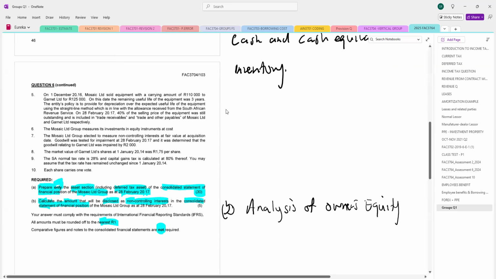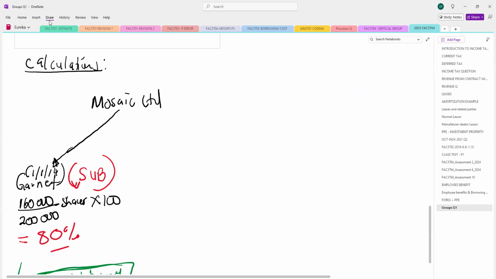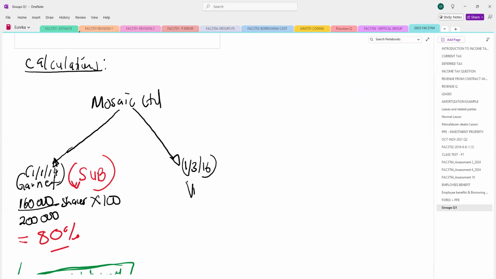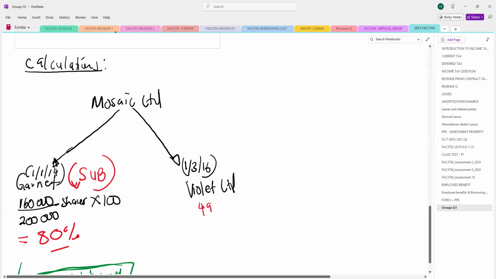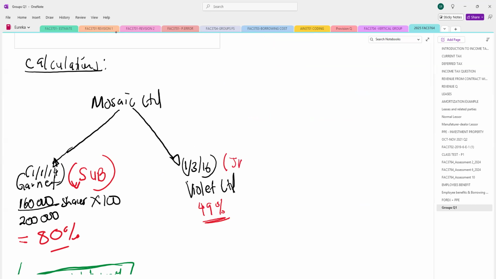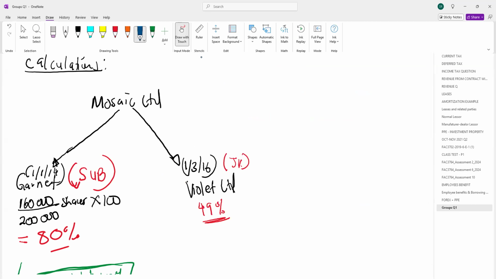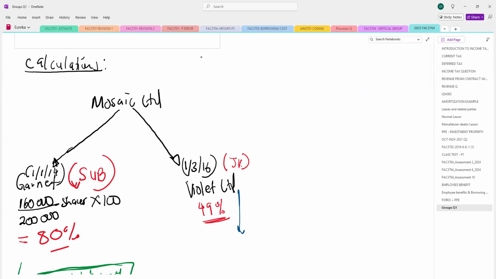Okay, now let's get this one. Now I have Violet, so I'm not going to link Violet. So this is on 1 March 2016. All right, so we have now purchased 49% in Violet Limited. I have been told how many interest I have, so it's 49% interest, and I'm told this is a joint venture. So I have a joint venture, and guys, we do know that with a joint venture we are going to apply what is called the equity method. So here we are going to apply the equity method, right?